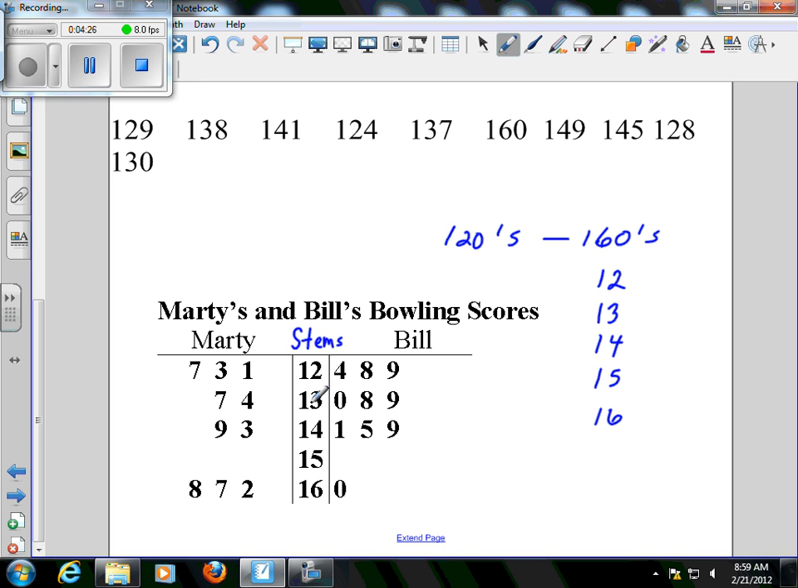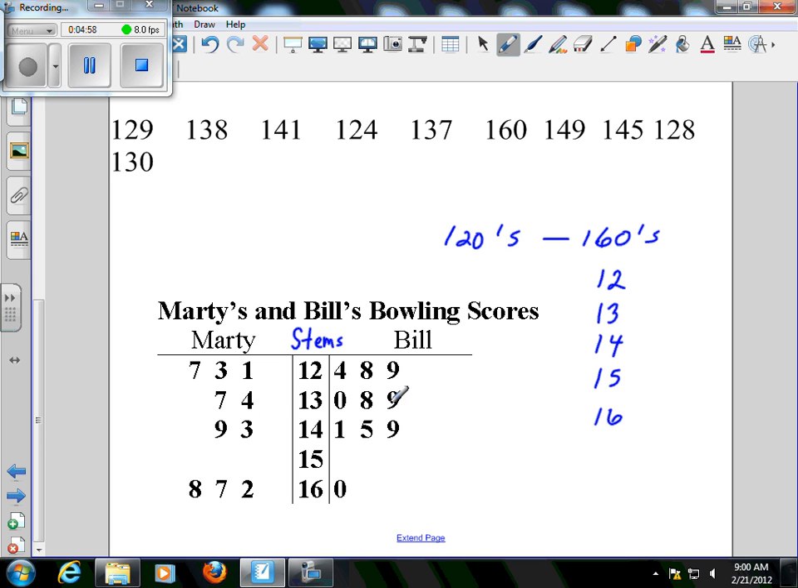And so we can see Marty's and Bill's scores in the 130s. We see Bill had one more score in the 130s than Marty did. He had one more score in the 140s than Marty did, but no one had a score in the 150s. But then you look down here, and here Marty really outshone Bill. He had 3 scores in the 160s, whereas Bill only had 1 score of 160. Okay? So that's another way to organize data, and we can compare it side by side.